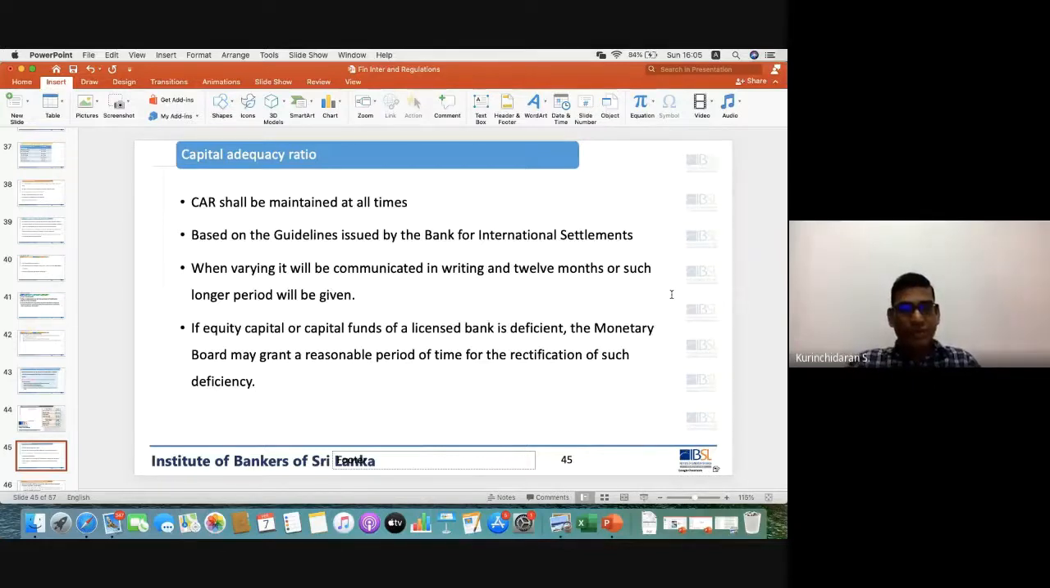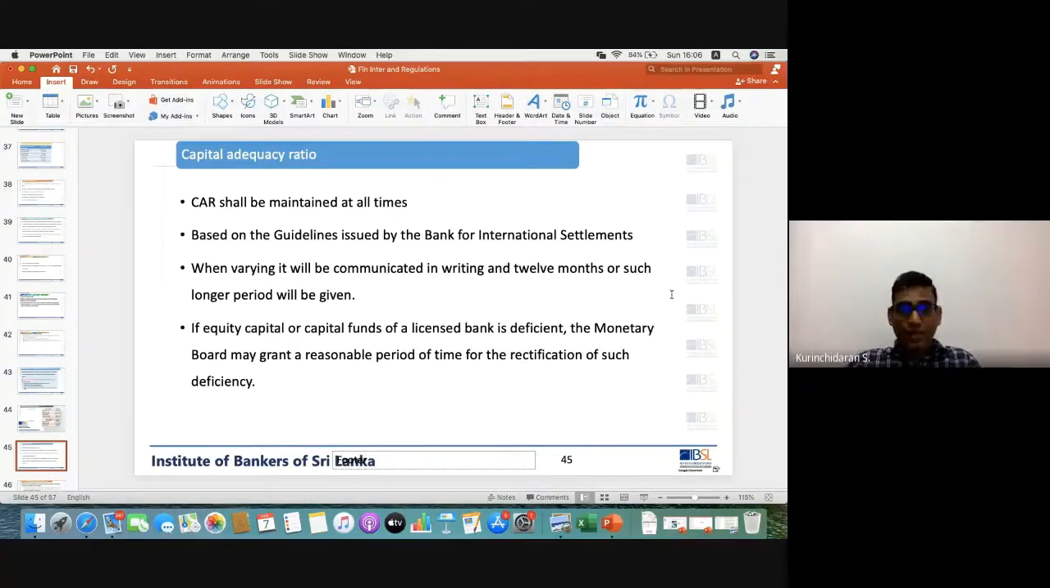This capital adequacy ratio is based on the guidelines issued by the Bank for International Settlements. We call it Basel requirements. Actually, the Bank for International Settlements, BIS, is the entity that from time to time, for financial sector development, bank supervision, or many other reasons, always publishes guidelines. So banks and financial entities around the globe comply with these guidelines. They change their internal or local regulations or directions and follow them as they are.